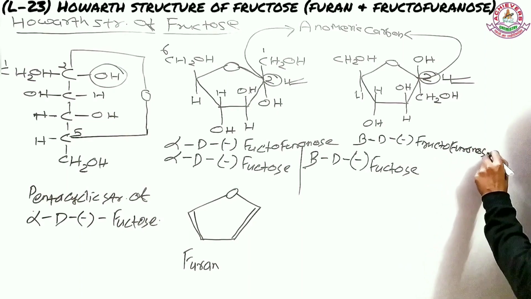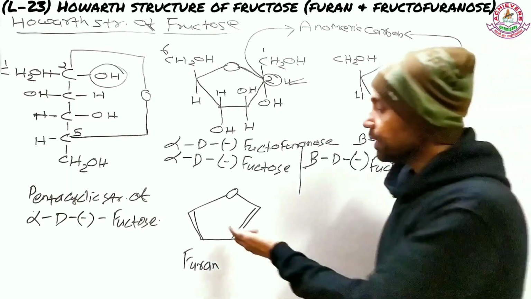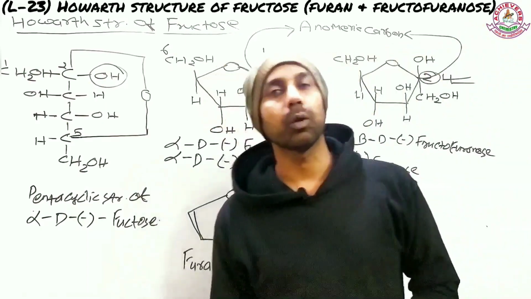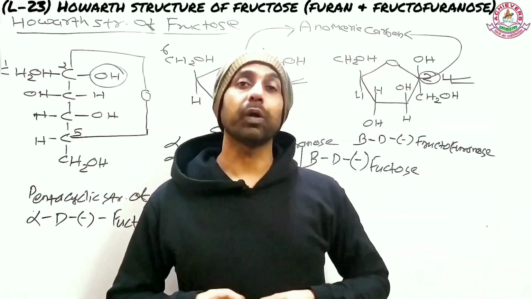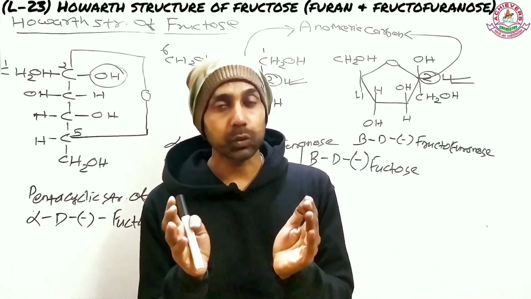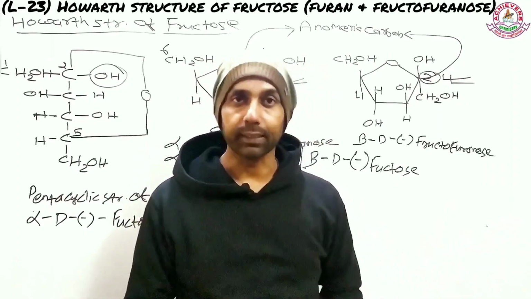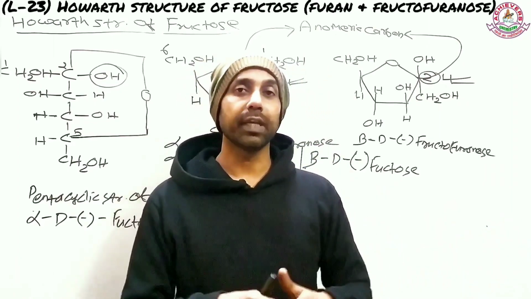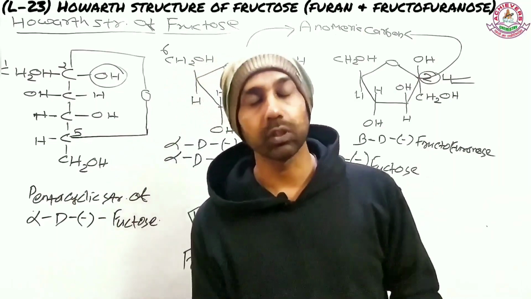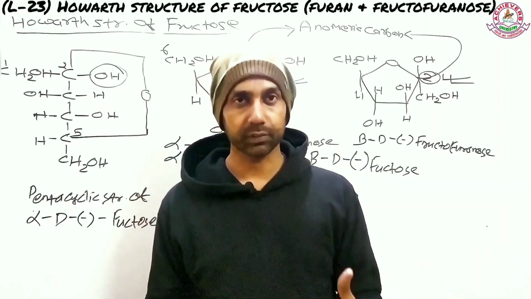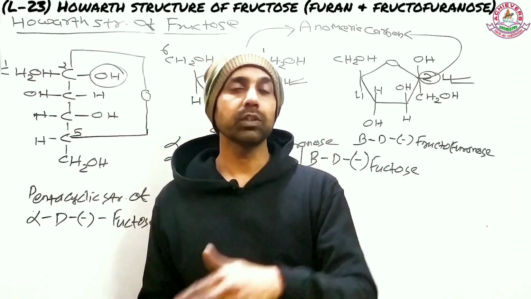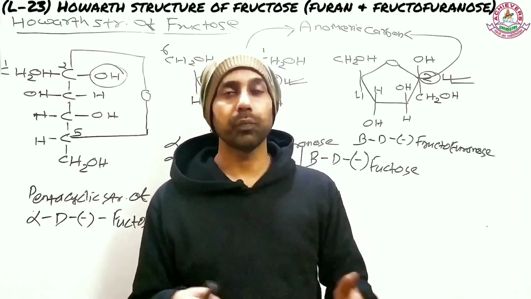Fructofuranose. Right? Because of the structural analogy with this particular molecule, the two cyclic structures of fructose were also called fructofuranose. That fura is coming from the furan, and the fructose structure has some similarity. So Howarth came up with this particular idea and named these two structures as furanose structures. You can also call it in short the furanose structure. The proper names are alpha D minus fructofuranose and beta D minus fructofuranose, right?